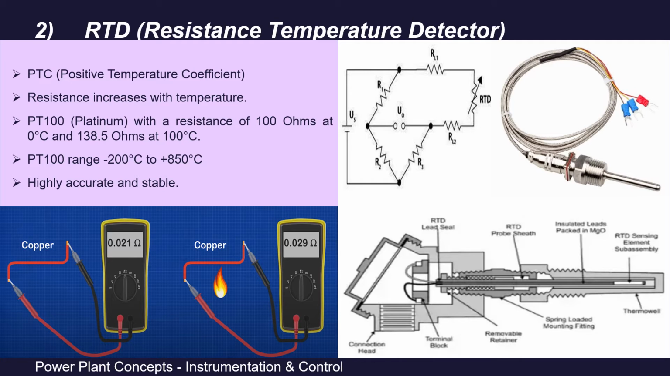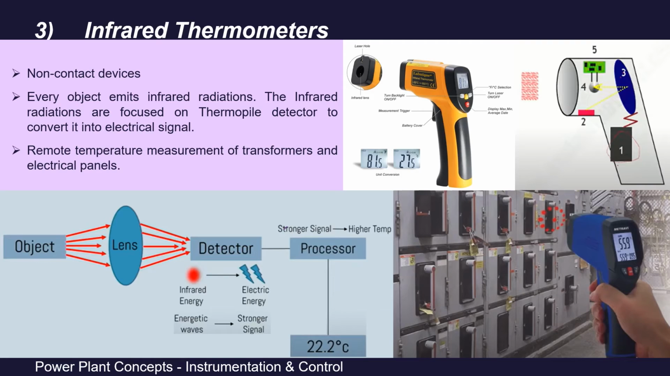Our next type is infrared thermometers. Infrared thermometers measure temperature by detecting the infrared radiation emitted by an object. Every object emits infrared radiation. These infrared radiations are nothing but heat radiations corresponding to their body temperature. Infrared radiations are concentrated on this lens.